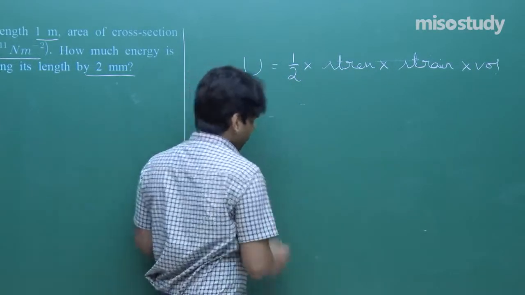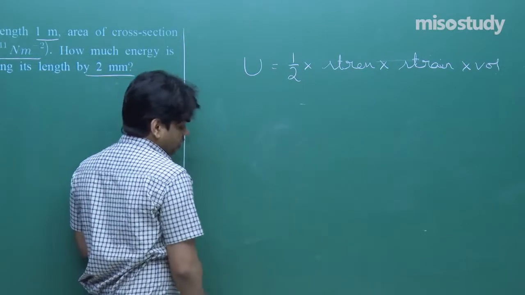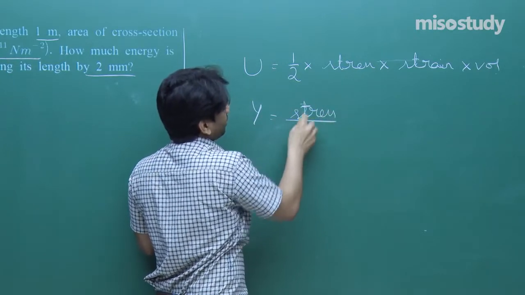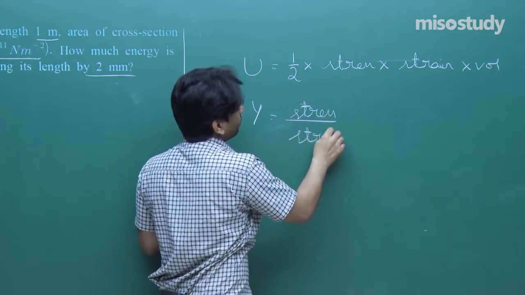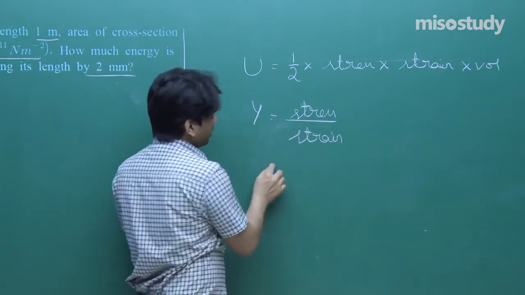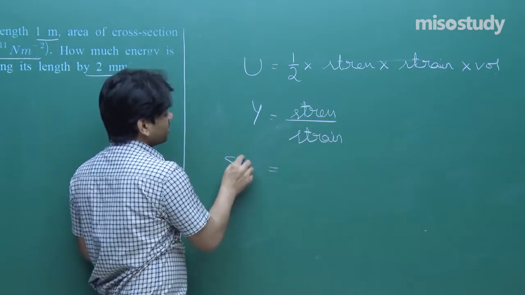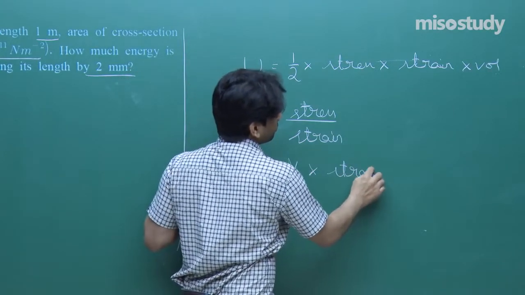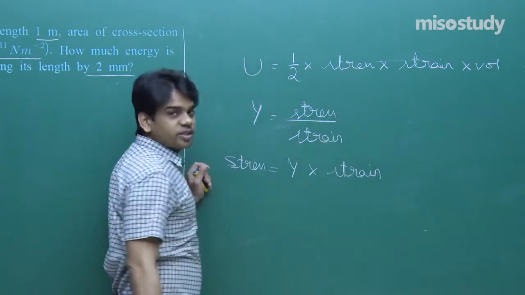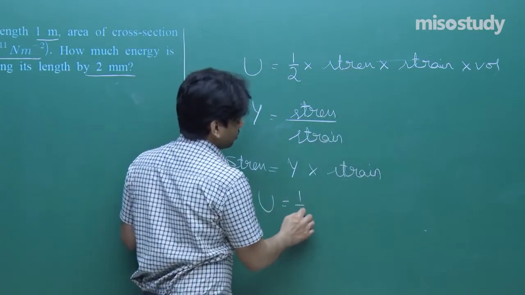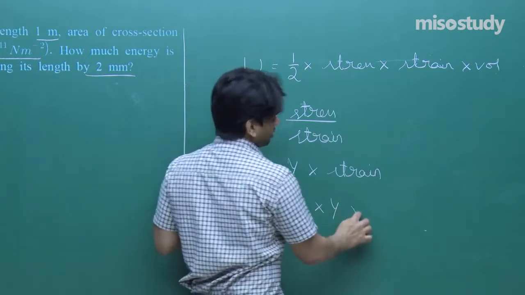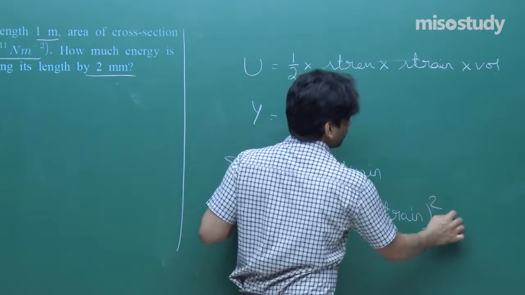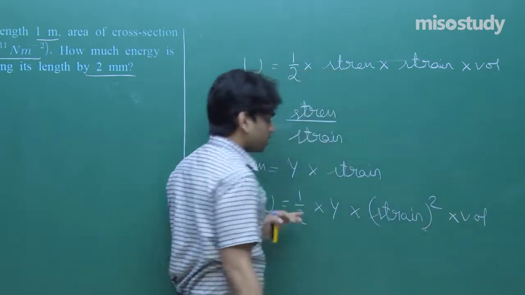Now, if you remember, we all know that Young's modulus Y is equal to stress by strain. We have learned this formula. From here you can write stress is equal to Young's modulus into strain, and if we substitute this in the first equation, we will get potential energy is equal to half into Young's modulus into strain whole square, because strain into strain gives strain whole square, multiplied with volume. This is the formula that we have to apply.